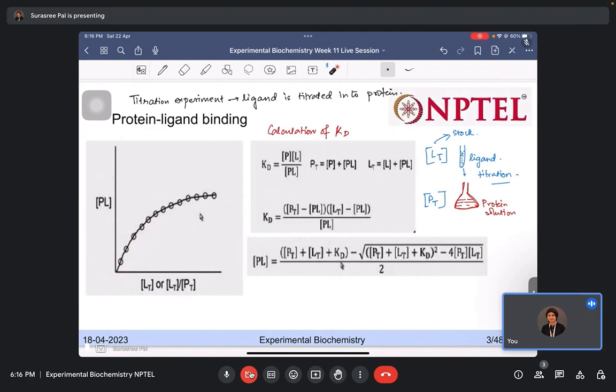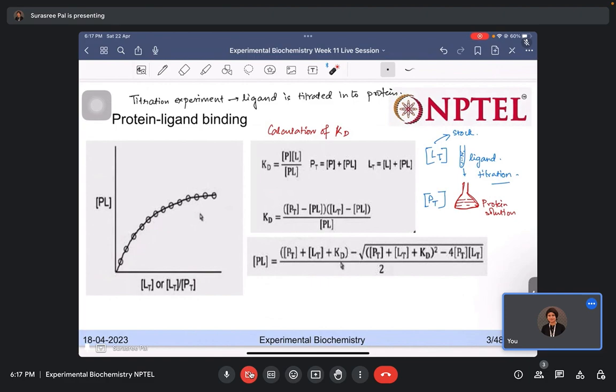So why is this being saturated? Because in the protein solution, the amount of protein is fixed. As you increase the ligand concentration, slowly all the proteins will be occupied with ligands. So there will be no more proteins left to bind to the ligand. Even when you increase the ligand concentration, no more proteins will bind, so the protein-ligand complex will remain constant. That is when saturation is reached.